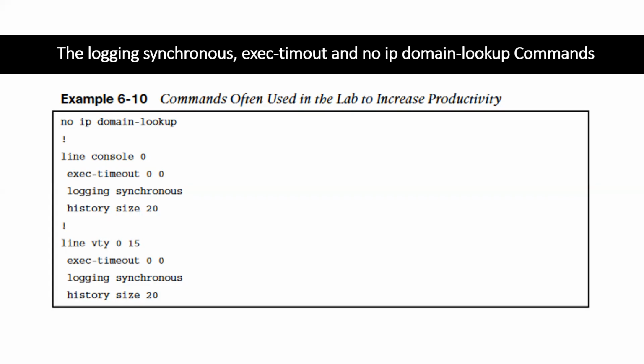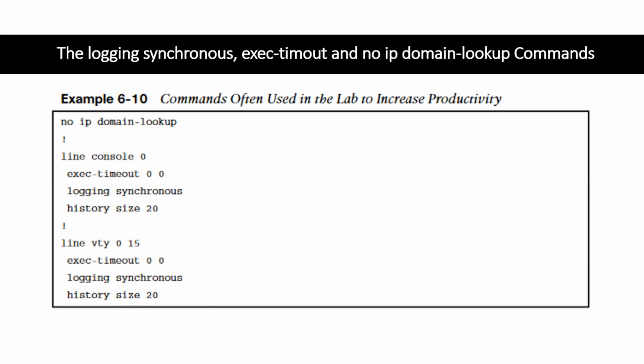So what can we do to avoid this problem? We can go ahead and put in the no ip domain-lookup command, and what this is going to do is disable IOS from trying to resolve a host name to an IP address. Okay, so what you see here is the template of all the commands I just spoke about, how they look, how you configure them.